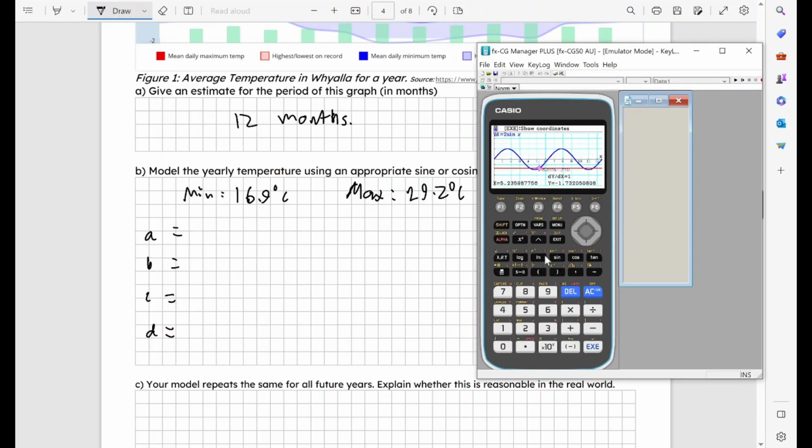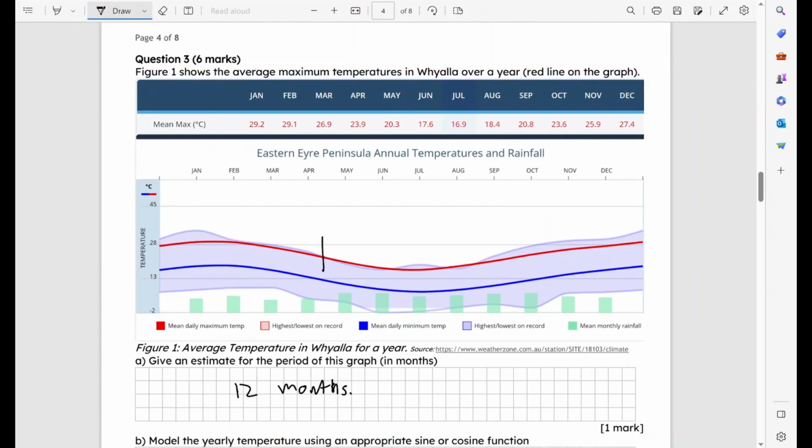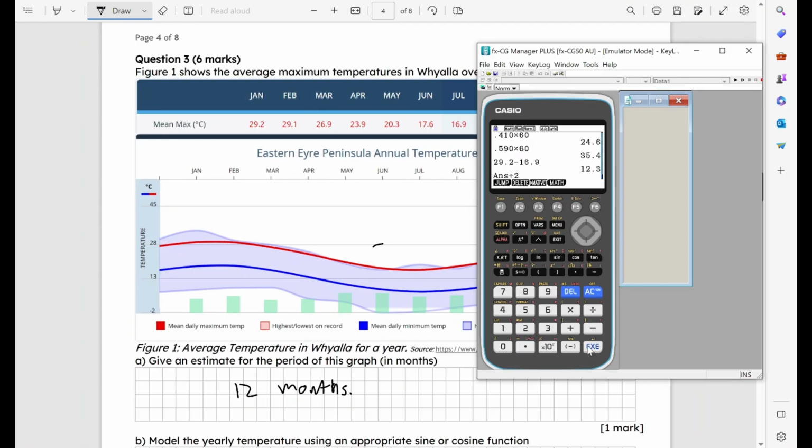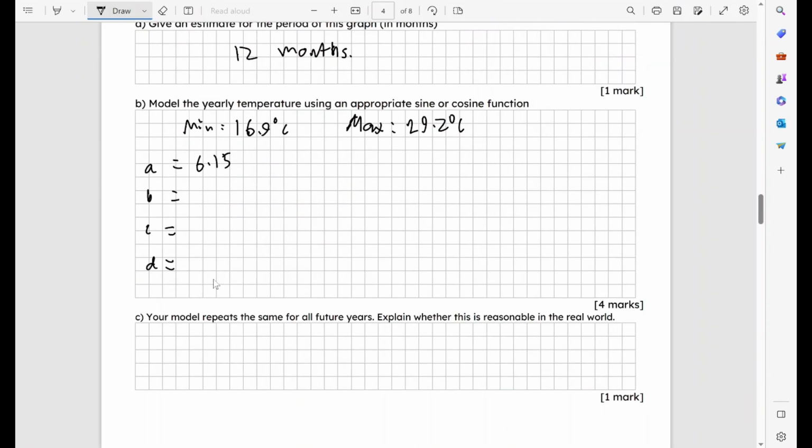So what we need to do is go back to our normal calculator mode. 29.2 take 16.9 will give us that number, 12.3. What I've just worked out is the total height of the red line, and we need to divide it by 2 to get the amplitude. So 12.3 divided by 2 is 6.15.